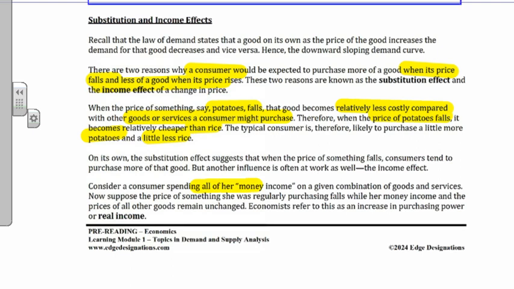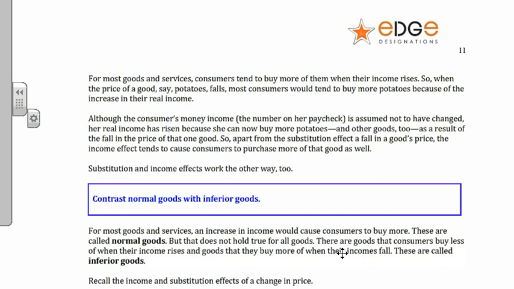Consider a consumer spending all of her income on a combination of goods and services. She earns $100 and spends all of that on a combination of goods and services. Now let's say the price of something she was buying all the time starts to fall. Her money income and the price of the other goods remain unchanged. We call this the increase in purchasing power or real income.